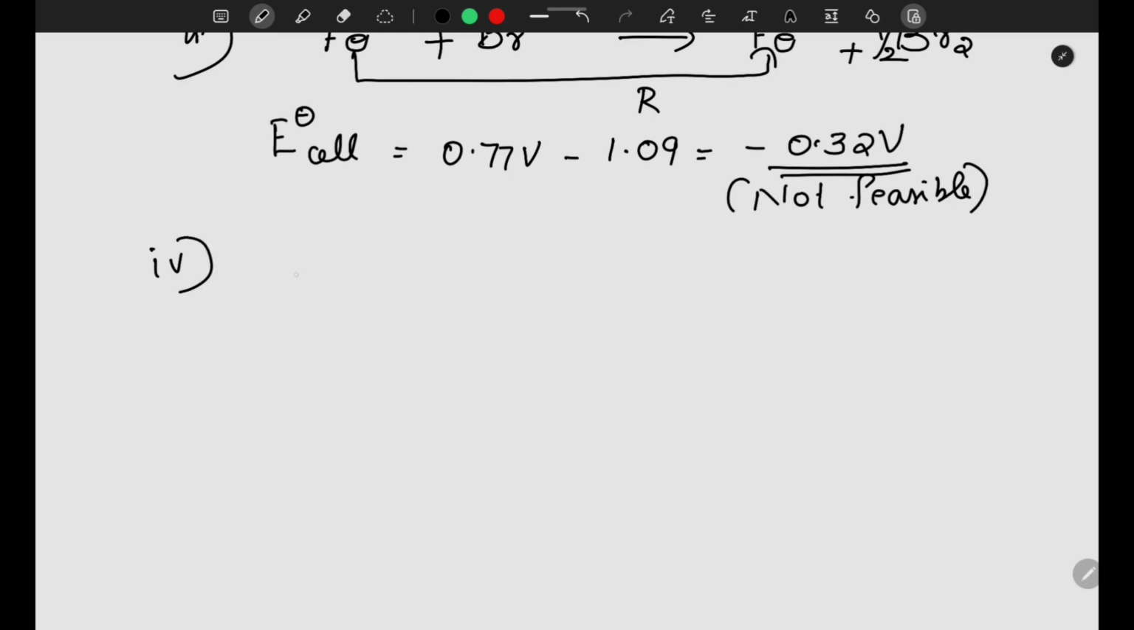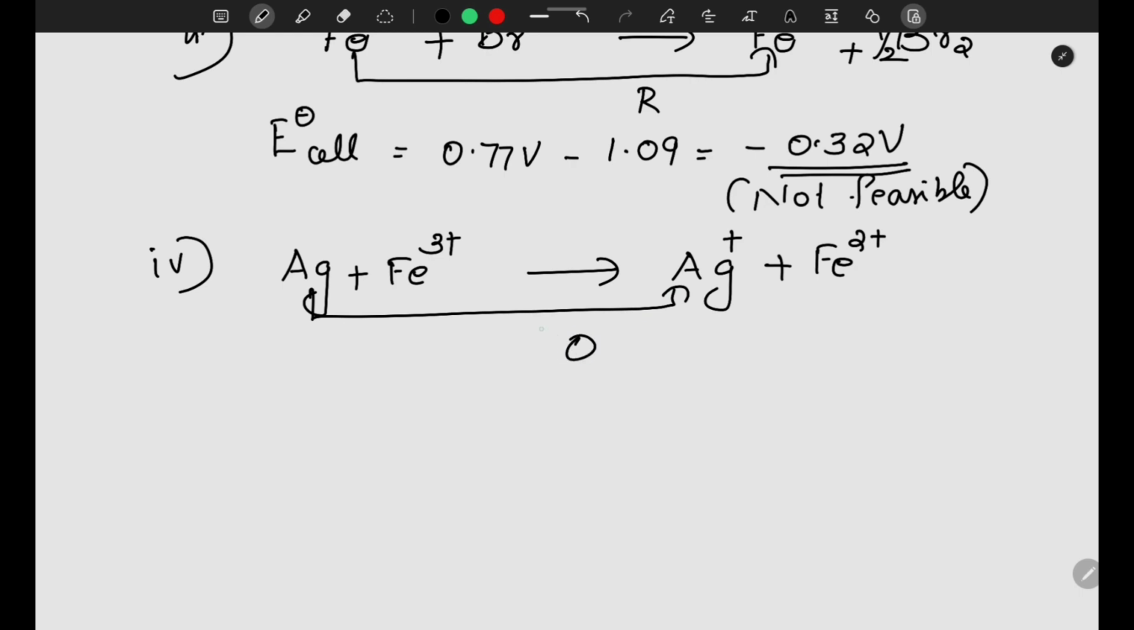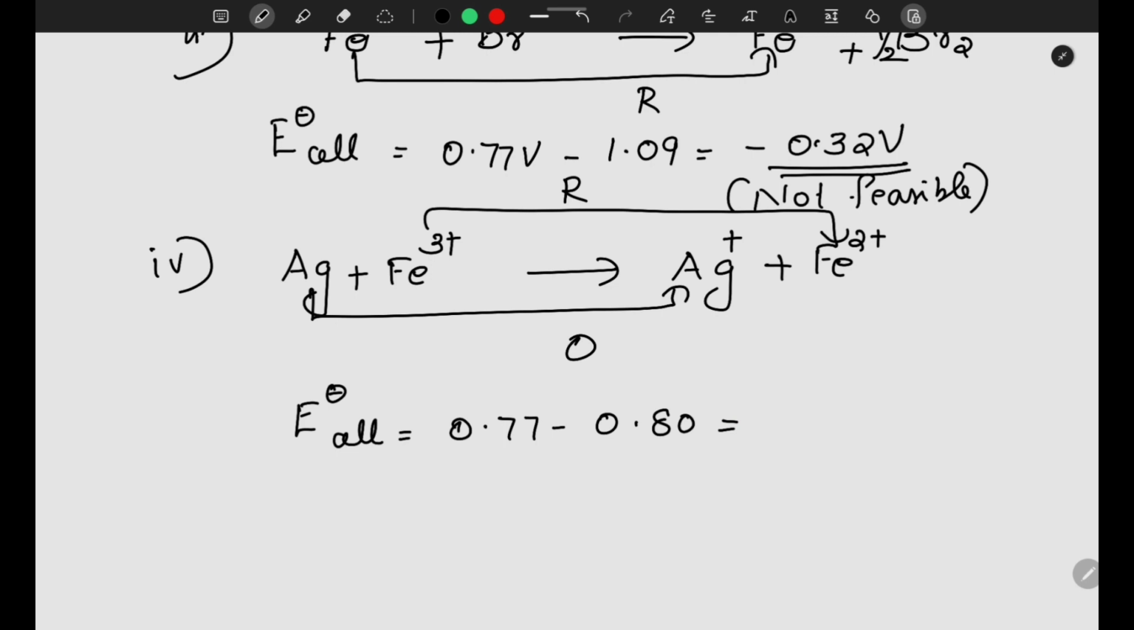Next we have to check the feasibility between silver and Fe3+. Ag and Fe3+ will give you Ag+ and Fe2+. Here silver is undergoing oxidation and Fe3+ is undergoing reduction. So E° cell is equal to E° of Fe3+, that is 0.77, minus silver, 0.80. So this quantity is a negative quantity. So this reaction is not feasible.